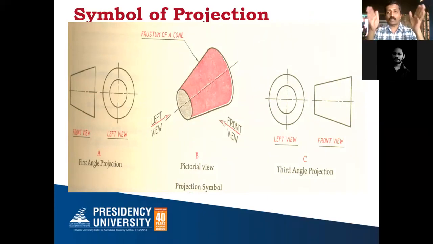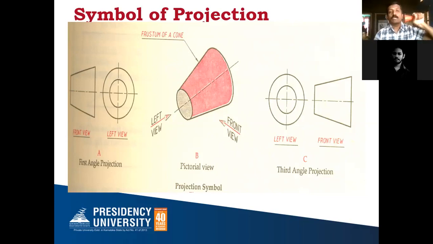Whatever drawing is drawn in the drawing sheet, whether it is first angle projection system or third angle projection system. For example, frustum of a cone. Let me take an example of a frustum of a cone. Assume this is a cone. How to get the frustum of a cone? A plane is cut in such a way that the cutting plane is perpendicular to the axis, or parallel to the base. After cutting it, the top portion I am removing, and only the bottom portion I am retaining. Whatever bottom portion I am retaining, this is called the frustum of a cone.